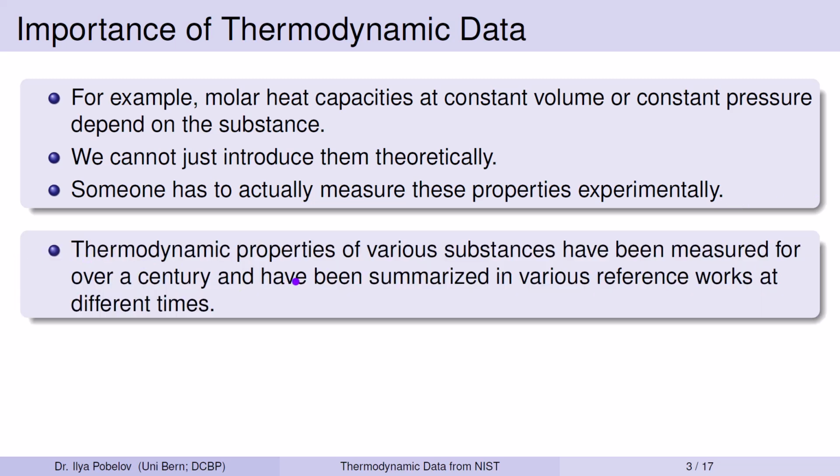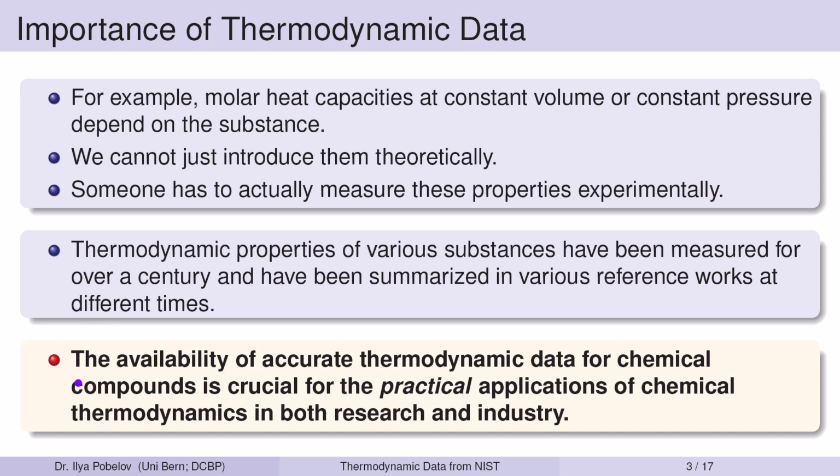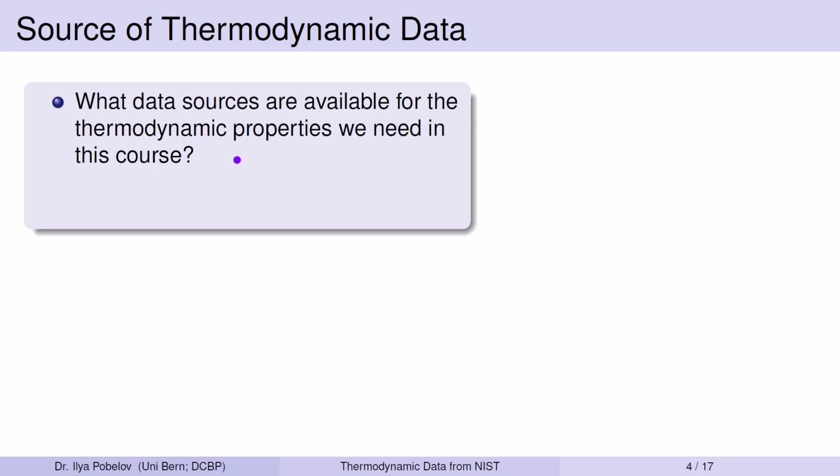Thermodynamic properties of various substances have been measured for over a century and have been summarized in various reference works at different times. The reason for this is that the availability of accurate thermodynamic data for chemical compounds is crucial for the practical applications of chemical thermodynamics in both research and industry. Now, let's look at what data sources are available for the thermodynamic properties we need, particularly in this course.